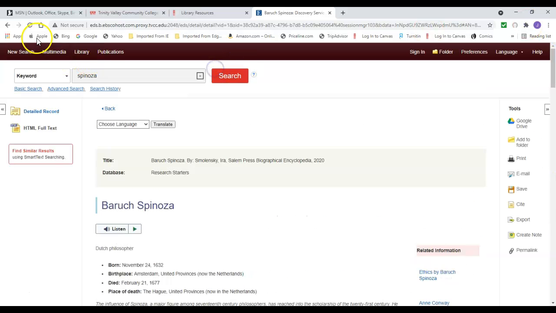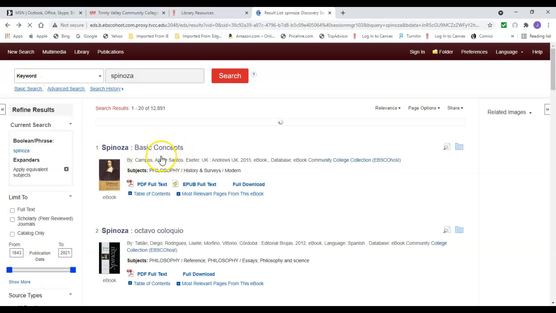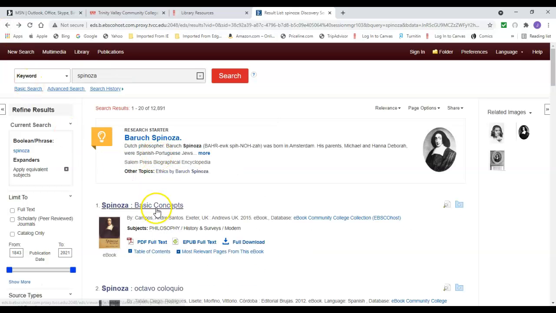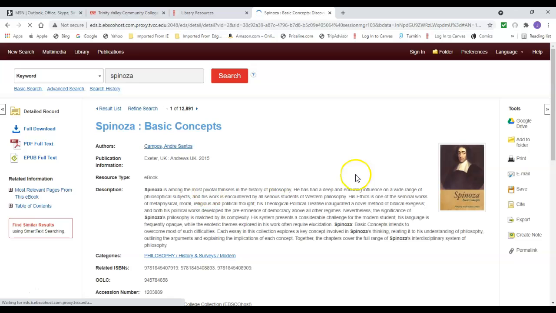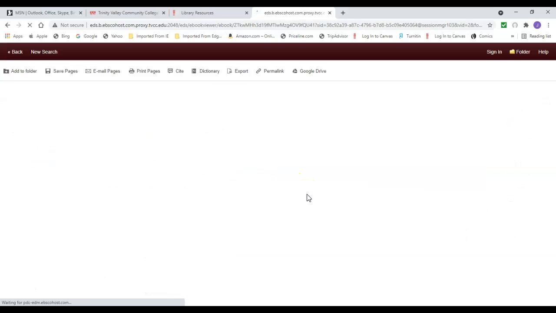And then if you go back, again, this one about basic concepts of Spinoza. This is actually an entire textbook. You click on it, and it'll call up the table of contents for you. You actually have to do the EPUB. And so the book is going to download. This is an entire textbook.